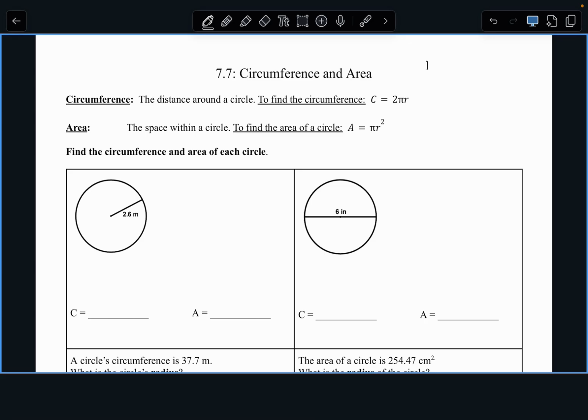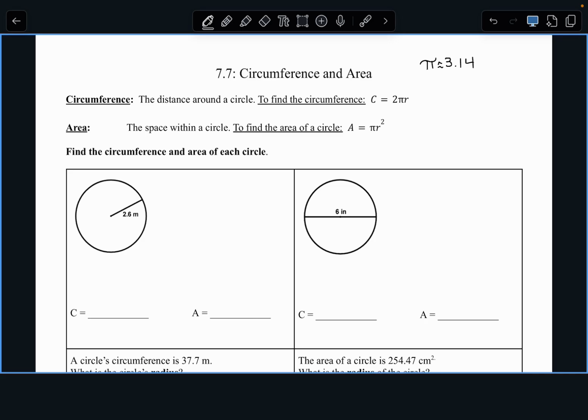Pi is about 3.14. There is a pi button on calculators so that you can use it, or you can use 3.14. Area is the space within a circle. To find the area of a circle, it's area equals pi times your radius squared. Radius is the distance from the middle of your circle to any point on your circle.